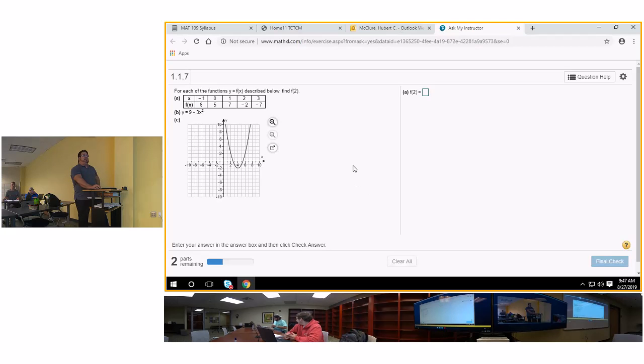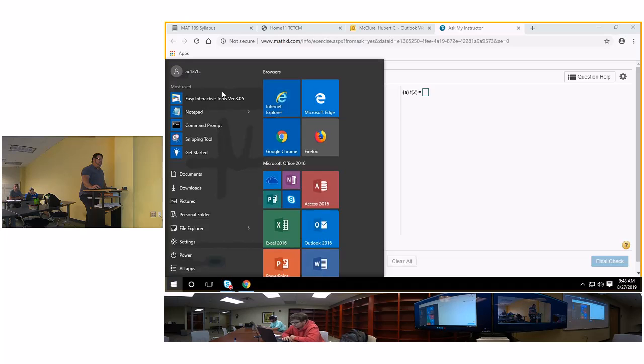All right, is this a test question? Yes, it is a test question. Now, you can do this however you want to. For each of the functions described below, find f of 2. Well, f of 2, and I'm just going to go through and give you the review of this because some people need the review. Some people don't.